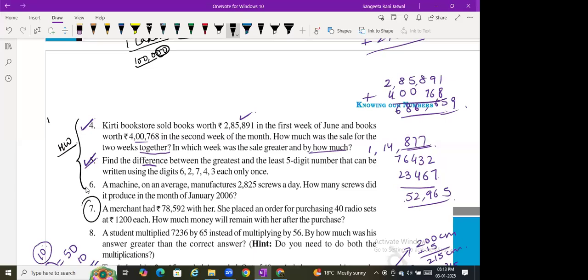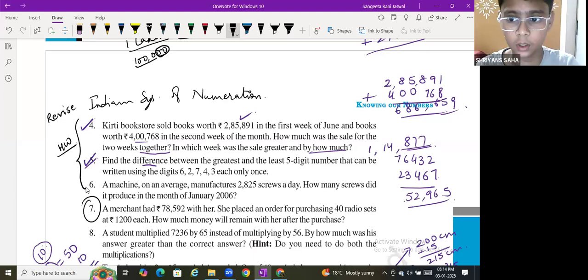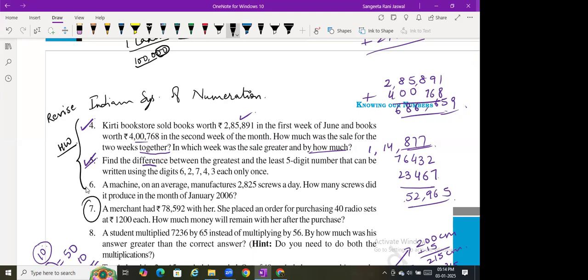And revise the Indian system of numeration. This is your homework for today. Tomorrow we'll revise the international system and we'll do the rest of the sums. Then we have the round off concept also, that we'll do too. This much for today. And please revise your practical geometry also so that whatever doubts you have, you can ask me tomorrow.